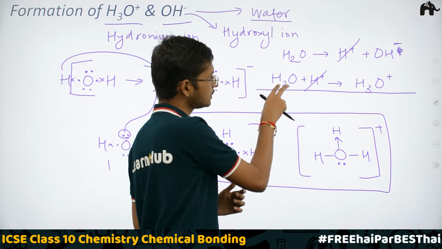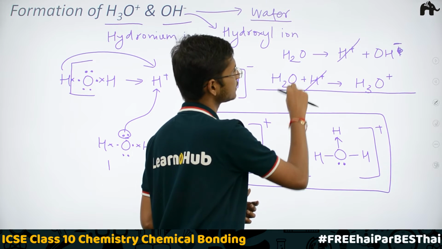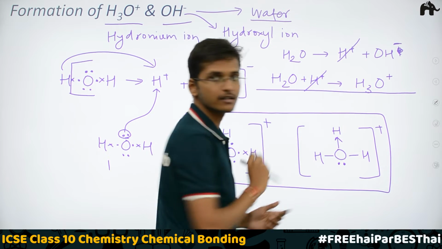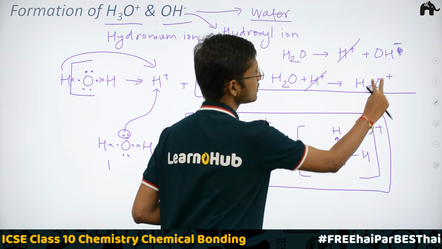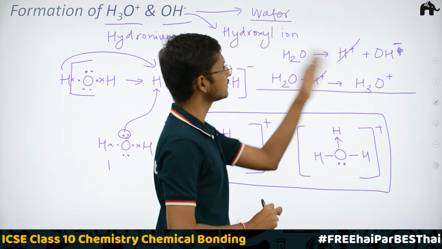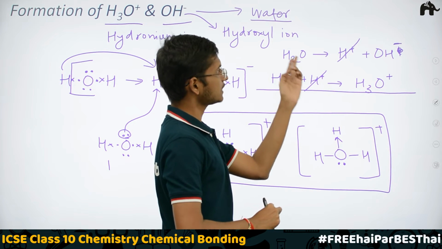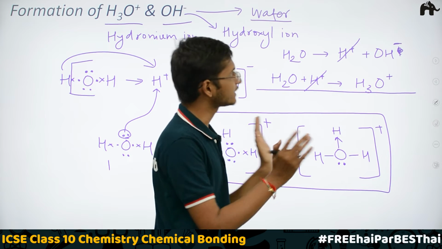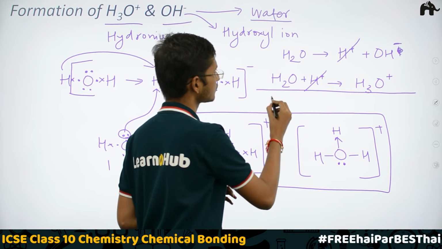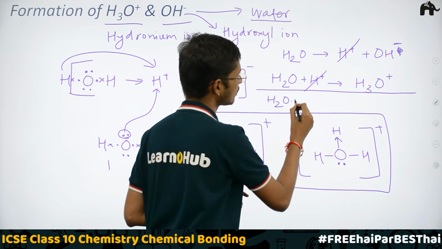In the same way, here a water molecule is there, so you check in the other reaction on the opposite side whether a water molecule is there or not. No, there is none. And H3O plus is there in this reaction, so we check whether H3O plus is there on the opposite side in the other reaction. There is no H3O plus, so nothing will get cancelled. Now the net reaction would take place.